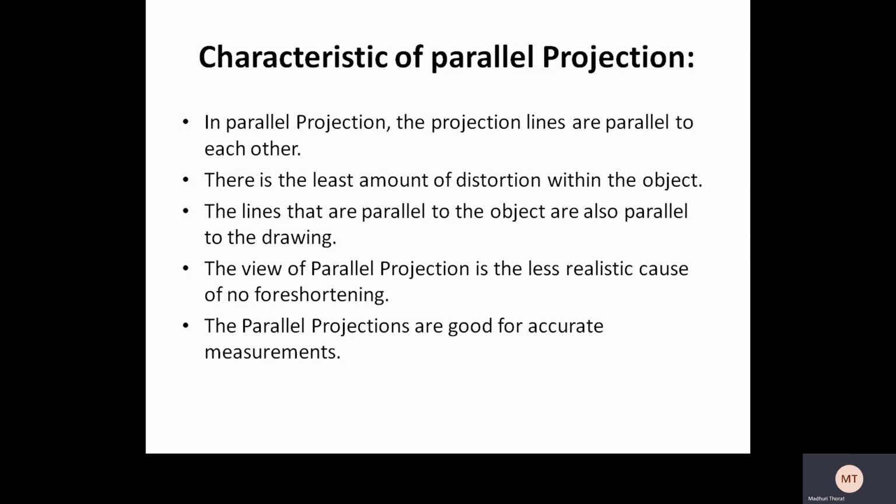There are some characteristics of the parallel projection. The first one is that the projection lines are parallel to each other. There is the least amount of distortion within the object because all lines are parallel to each other, and the lines that are parallel in the object are also parallel in the drawing image. The view of the parallel projection is less realistic than the perspective projection. The parallel projection is also good for accurate measurement, similar to perspective projection.